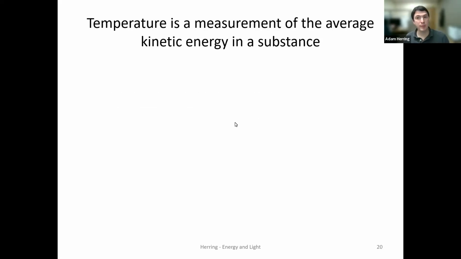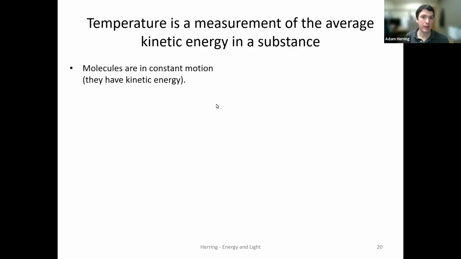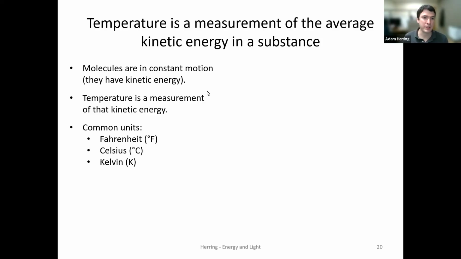So temperature is a measurement of the average kinetic energy in a given substance. If you could zoom in on the molecular level, you would see that molecules are always in constant motion, which means that they always have some amount of kinetic energy. And this is true for all objects. Take a look at something solid around you, maybe your desk or your computer. Those little molecules that are part of that object are actually moving around. They have kinetic energy. And so temperature is a measurement of that average kinetic energy.